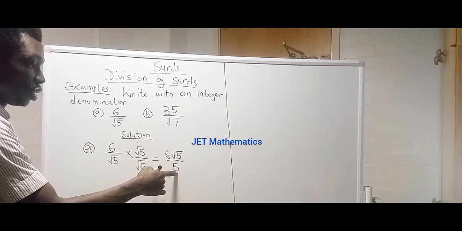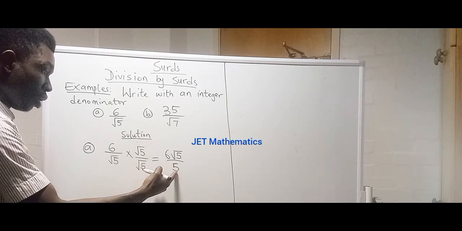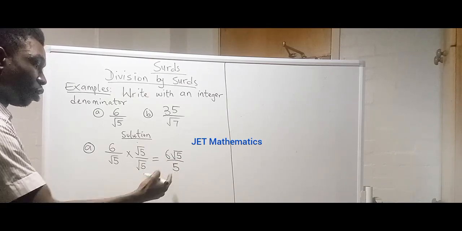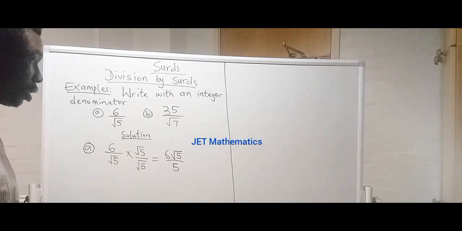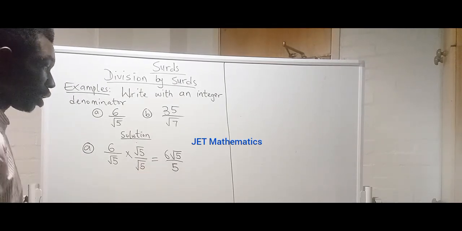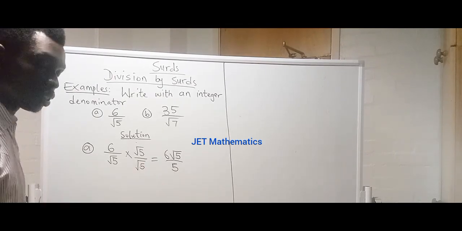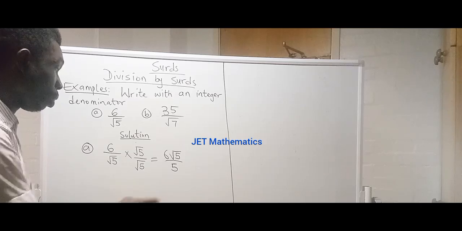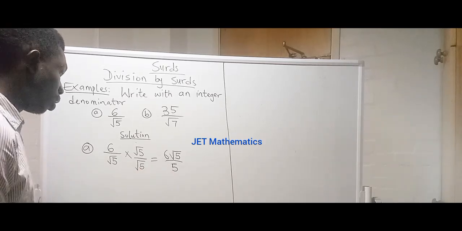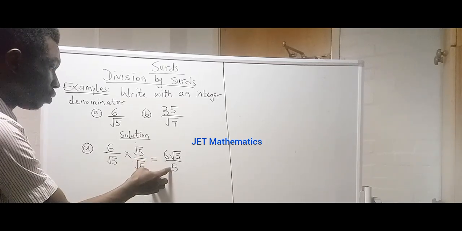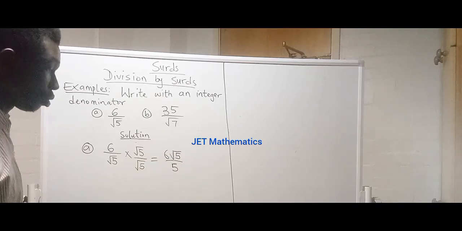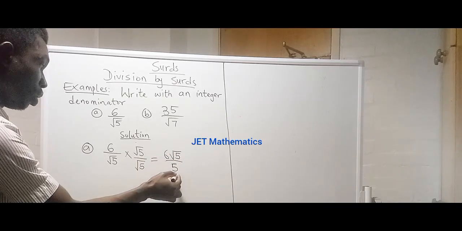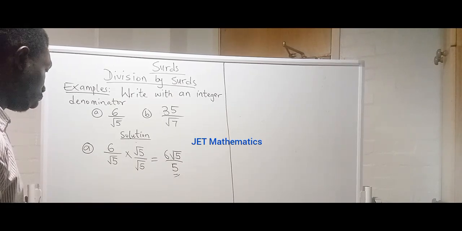Now you see that the denominator is now an integer, or a rational number. But 6 over 5 cannot be simplified, so we can just leave it this way. Okay, so that is that for this question.